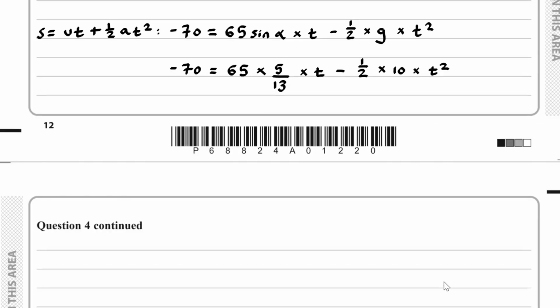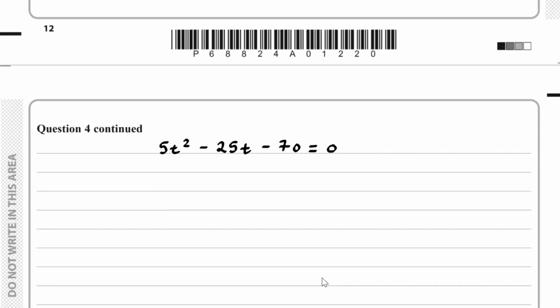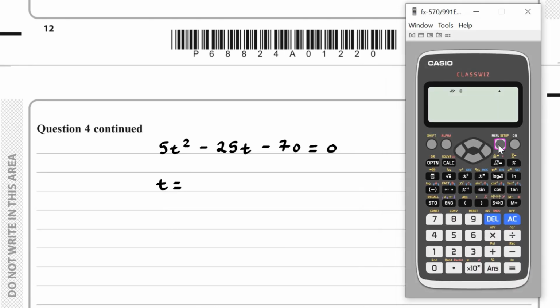If we rearrange, what we end up with, well, here we've got minus 5t squared, here we've got 25t, here we've got minus 70, so we've got 5t squared minus 25t minus 70. This is all equal to 0. We can use our calculator at this point to help us find the values of t.